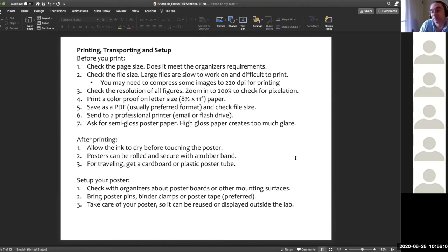That way, if you're taking an airplane or a train, or even just driving across state in the back of a minivan, you can throw the poster in and not worry about it getting crumpled and messed up during the travel.